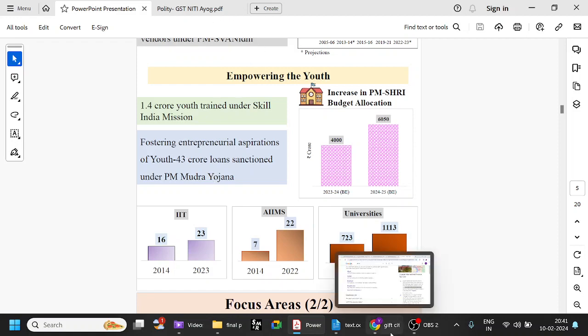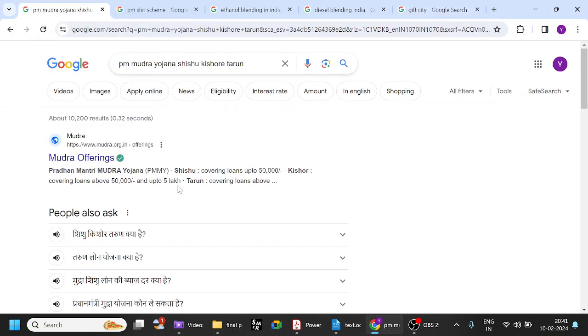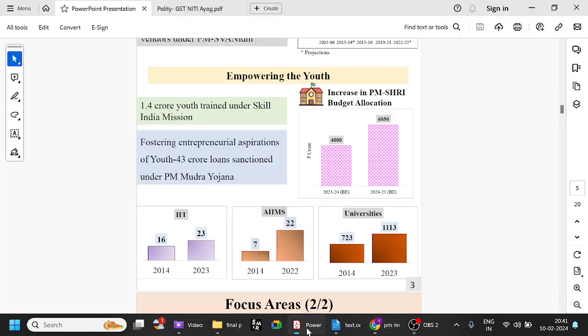PM Mudra Yojana comes under three categories. One is Sishu, covering loans up to 50,000. Next, Kishore, loans from 50,000 up to 5 lakh. And Tarun is from 5 lakh to 10 lakhs. So 10 lakhs is the maximum amount you will get in PM Mudra Yojana. Remember these: Sishu, Kishore and Tarun. Up to 50,000, 50,000 to 5 lakhs, and above 5 lakhs up to 10 lakhs. So 43 crore loans have been sanctioned under PM Mudra Yojana.